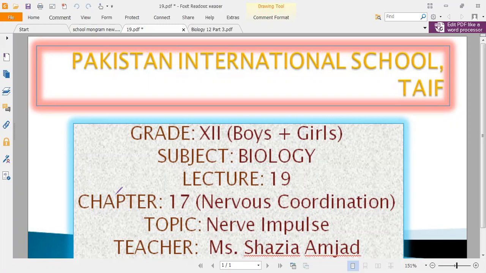Dear students, we have started chapter number 17, nervous coordination. In that chapter, we have seen the introduction of nervous coordination. Then we have seen receptors, analysis of information in the CNS, and then effectors. Then we checked out the structure of neurons and different types of neurons, and then we have seen reflex arc.